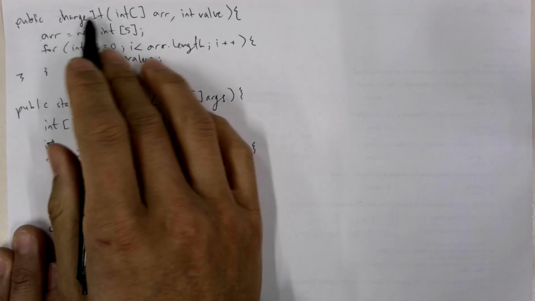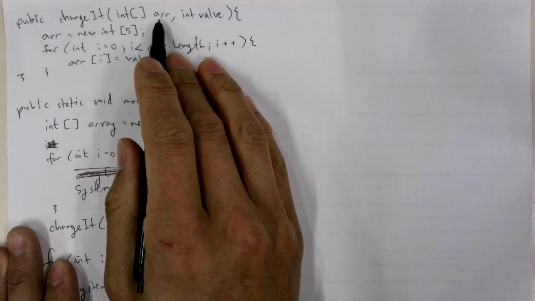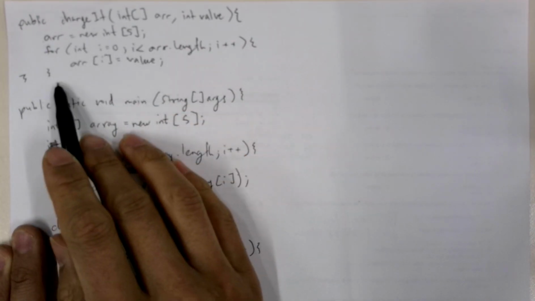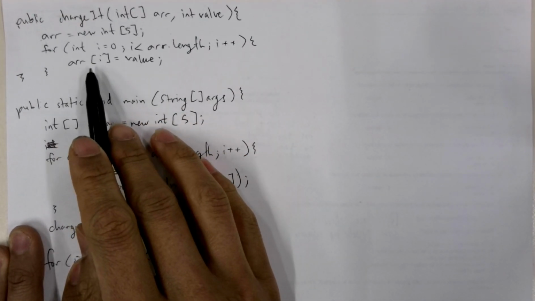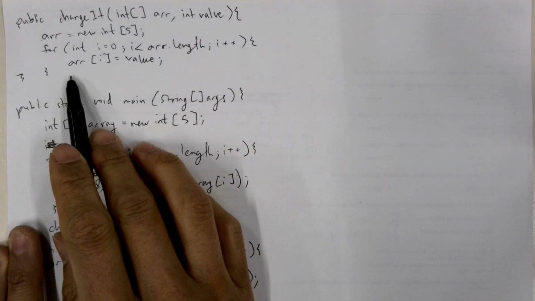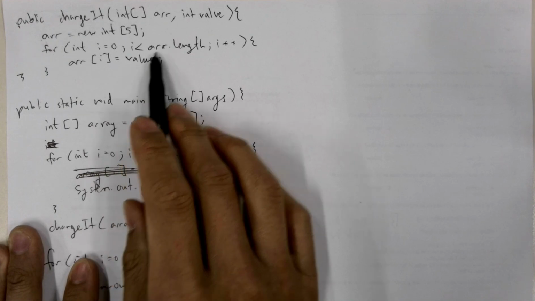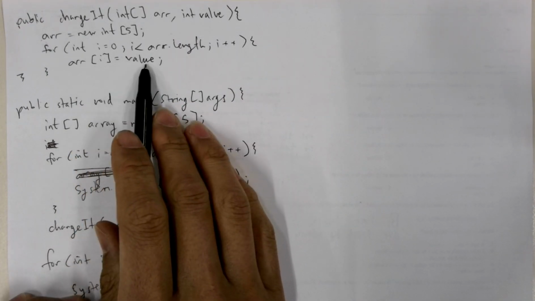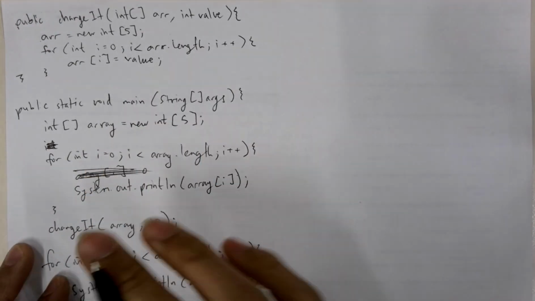We have this method called changeIt. It takes in an array of integers and also an integer value, and it runs through the array and changes all the array elements to the value that's passed in, right? So if we pass in an 8, it's going to change all the values of the array to 8. If we pass in a 13, it's going to change all the elements in the array to 13.